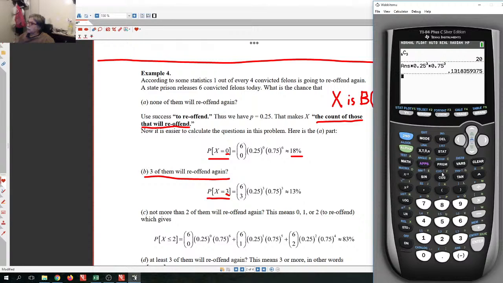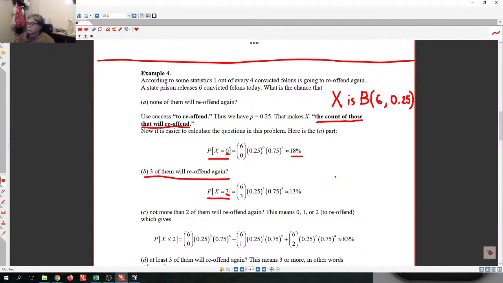And the answer is 0.131835. In short, 13% if you're looking for the nearest percent. Okay, you can do it that way. Okay, the third one is a little more complicated.